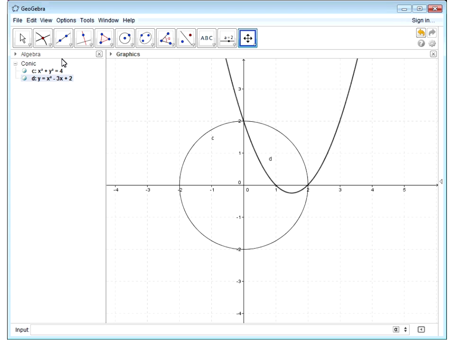Right, so let's go ahead and intersect these two. So I hit intersect, I click my parabola, then I click my circle. And ironically, different than when we did our rational function with the linear function, it only gave me 1 point. This one gives me 2 points right away.